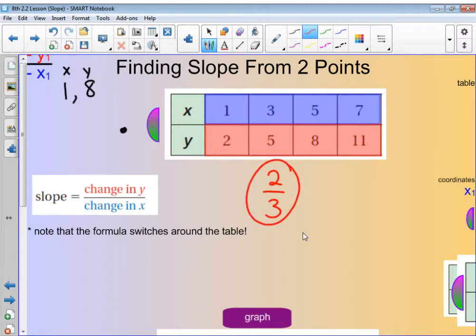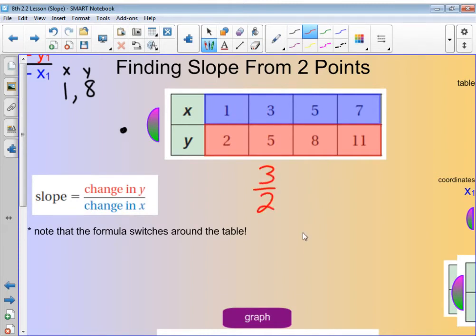You should have ended up with 2/3 if you worked left to right on this one. It shouldn't have been 2/3. Sorry, what did I do? I messed up my XY because I looked at it and tried to do the top and bottom. It should have been 3 over 2.